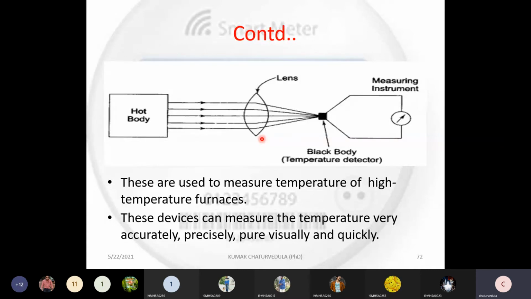So the property of this pyrometer is to measure the temperature accurately, precisely, purely visually, and very quickly. These pyrometers are extremely useful in measuring higher values of temperatures. Some examples of higher temperatures are furnaces, even hot air balloons, and steam boilers. So there are examples where these pyrometers are used to measure the temperature, right?